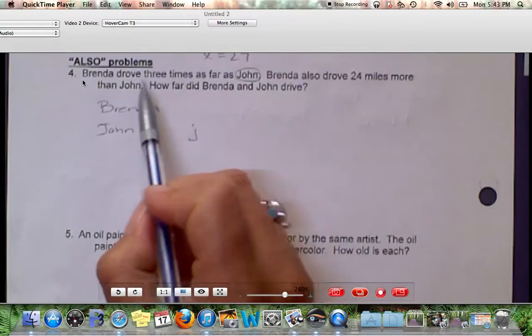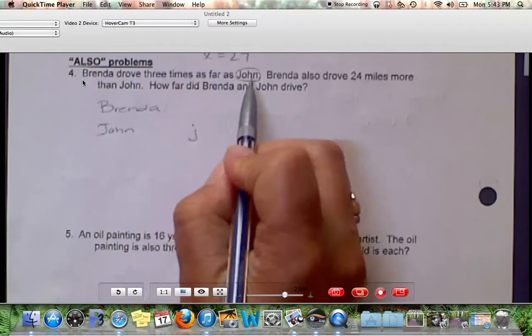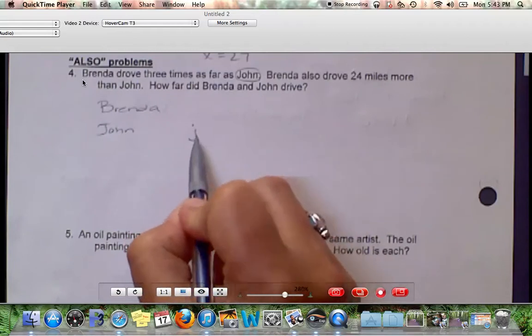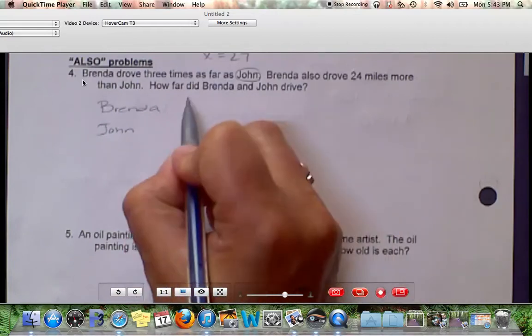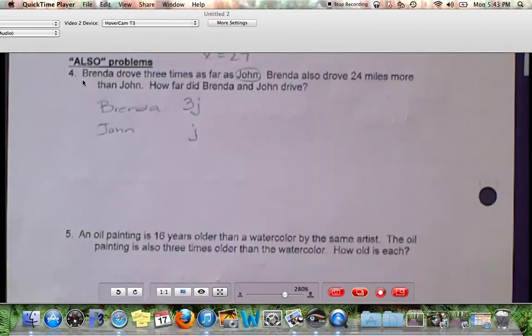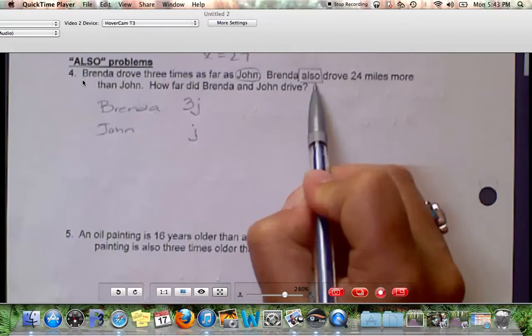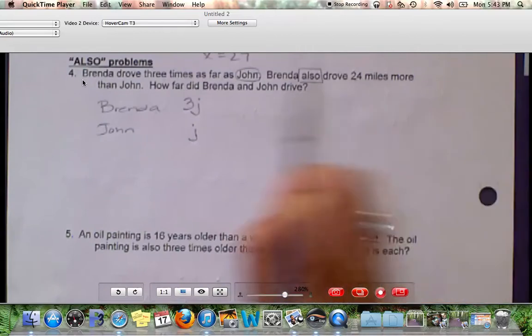And we read it again. Brenda drove 3 times as far. So if John drove J miles, then Brenda drove 3 times as far, 3J. So far it's been normal. Now here's where it's different. Brenda also drove 24 miles more than John.